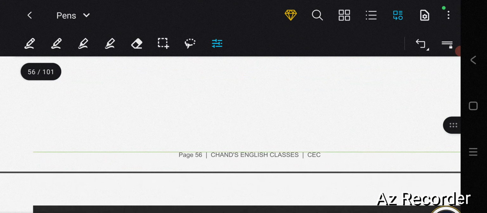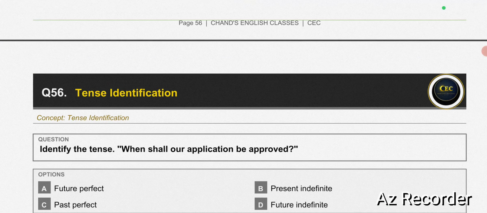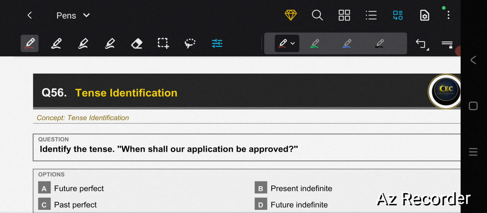Now we'll go for the next question, question number 57. Once again, tense identification. When shall our application be approved? The sentence is in question formation. A WH type of question has been started with when. After that comes the helping verb, the modal one, and our application is the subject. So here we have three verbs: shall, be, and approved.